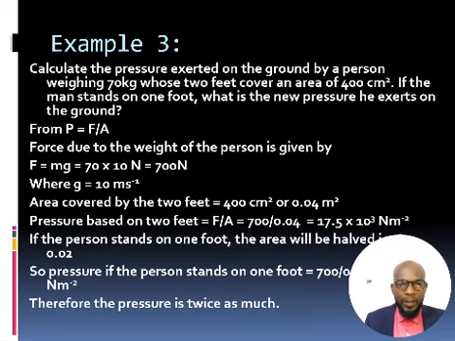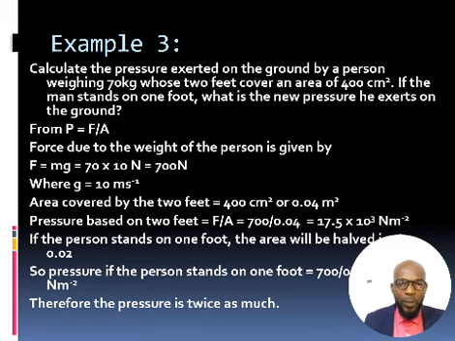The third example, calculate the pressure exerted on the ground by a person weighing 70 kg, whose 2 feet cover an area of 400 cm squared. If the man is standing on 1 foot, what is the new pressure he exerts on the ground? From pressure equal to force over area, force due to the weight of the person is given by F equal to mg, that is 70 times 10, which is 700 Newton, where g is 10 meters per second squared. Area covered by the 2 feet is equal to 400 cm squared or 0.04 meters squared.